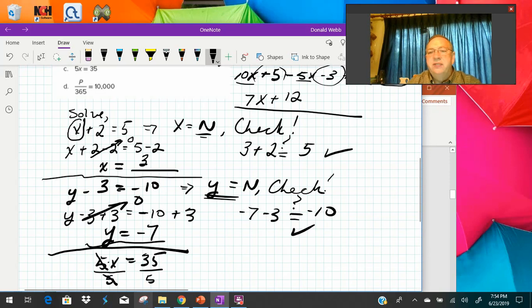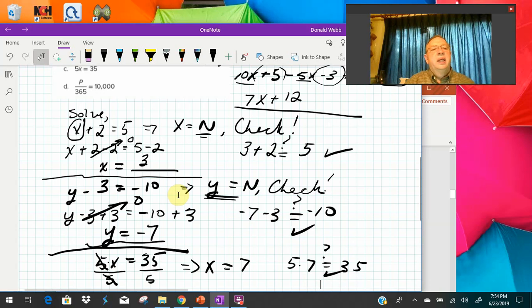That's going to factor out. So 5 over 5 is just 1. So here, x is 35 over 5, which is 7. And then we can check, does 5 times 7 equal 35? Yep. So we got it.